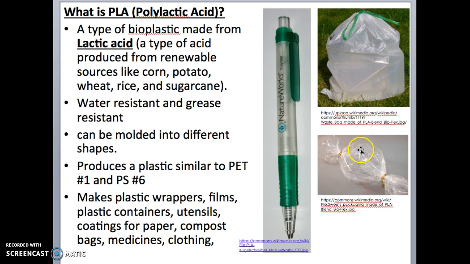And here are some images of some PLA items. This is a candy wrapper. As you can see, it looks very similar to regular wrappers that we've seen, except this is completely made out of renewable sources. Here's a compost bag made out of PLA, and this is a pen that's made out of PLA. And again, PLA looks very similar to PET. And again, that's why sometimes people don't recycle it correctly. It's supposed to be composted, and that could actually mess with the recycling system.